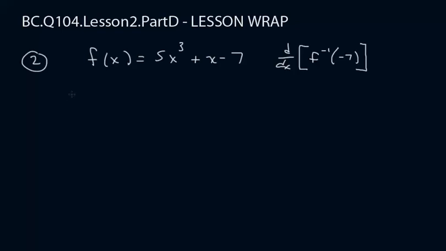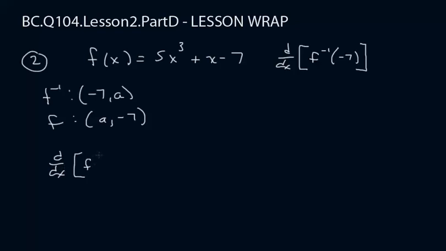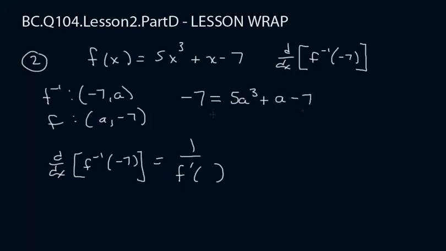Number 2, check out the example, then press pause, see if you can solve it. Let's see. I like to say f inverse is going through -7, a. That means f is going to go through a, comma -7. And the derivative with respect to x of f inverse at -7 equals 1 over f prime at the thing I have to find. So -7 is 5a cubed plus a minus 7.